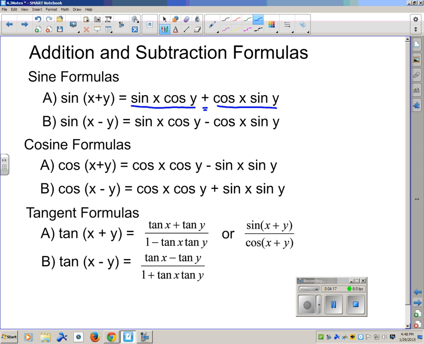So now go ahead and on your identity sheet, on the front side, at the bottom of that first side, you want to copy down all these formulas. You can pause this video right now while you copy these down. This would be a good thing to have on your sheet when you're doing your tests.